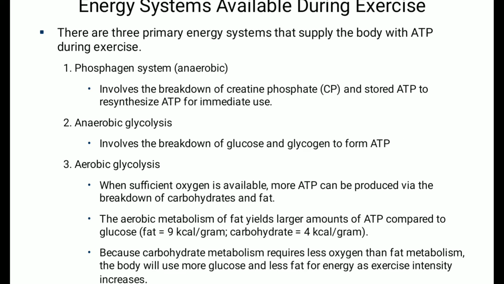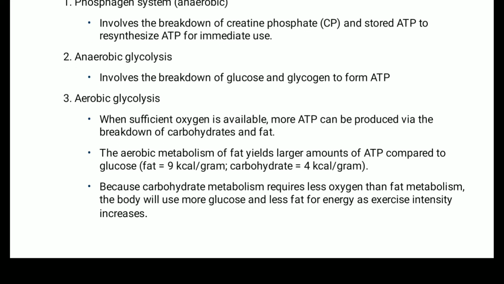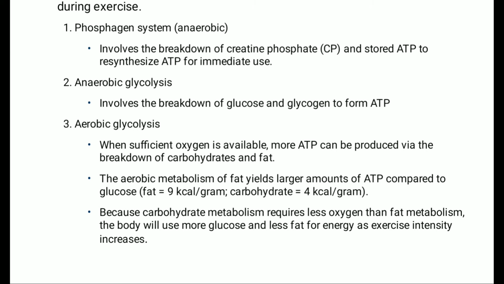So there are three energy systems available during exercise. One is anaerobic, which involves the breakdown of creatine phosphate and stored ATP to resynthesize ATP for immediate use. For immediate use, the anaerobic system comes into play. The second is anaerobic glycolysis. It involves breakdown of glucose and glycogen to form ATP. The third is aerobic metabolism. Aerobic metabolism of fat yields a larger amount of ATP compared to glucose.